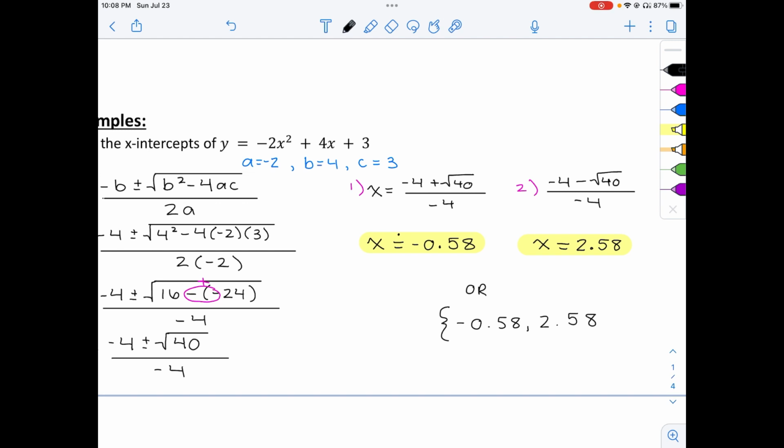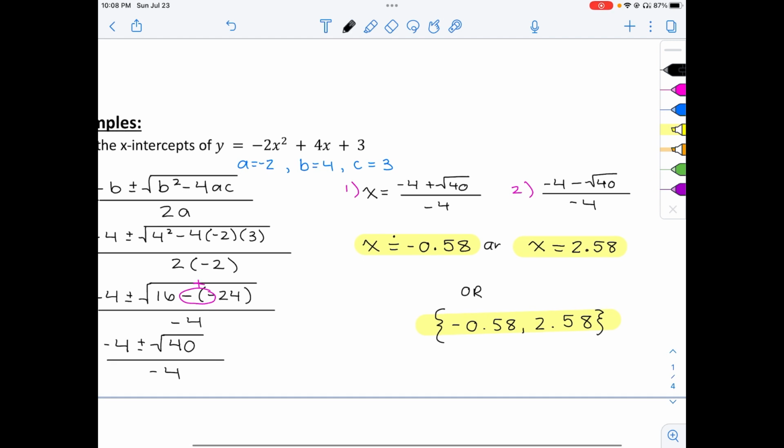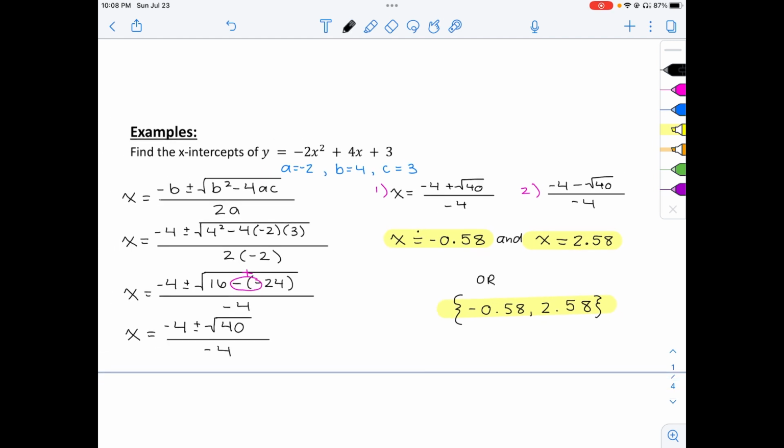Typically, I'll just show it as x equals, I don't know, it kind of just depends on how I'm feeling, to be honest, but usually I'll just write it x equals and x equals, like this. Okay, so that's how we solve using the quadratic formula.